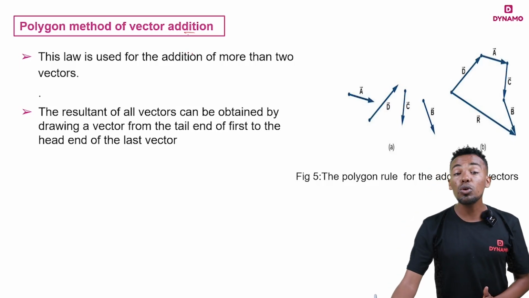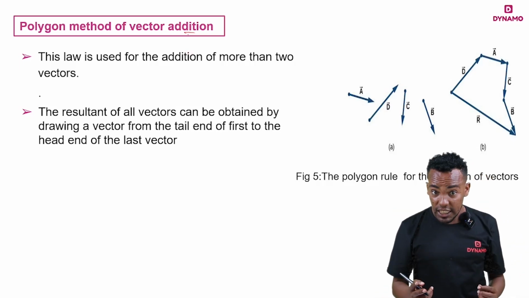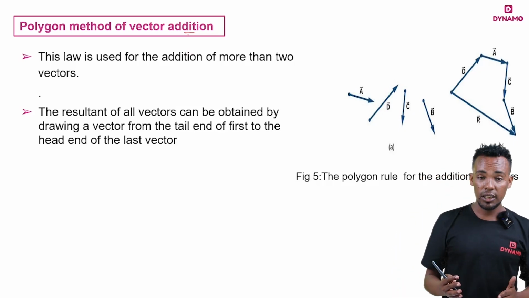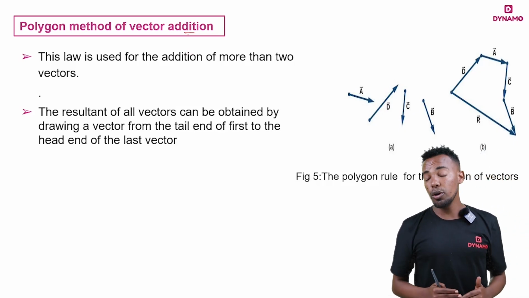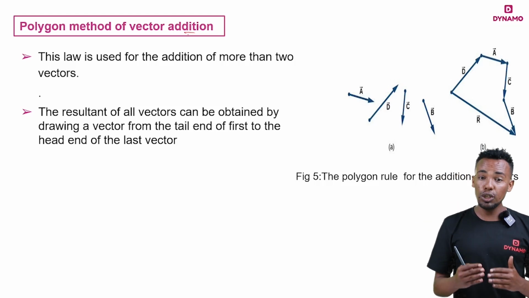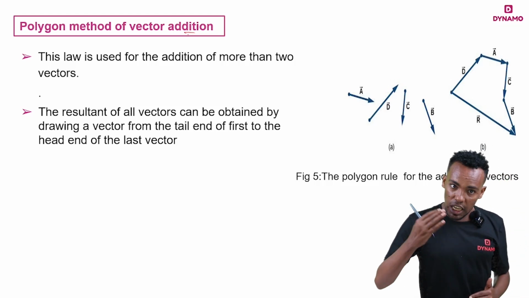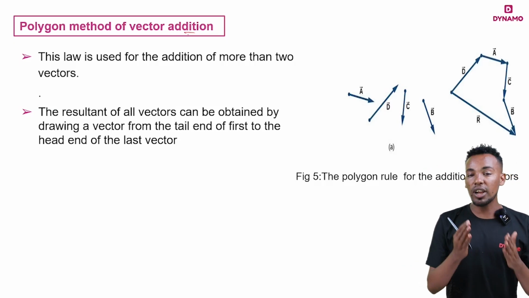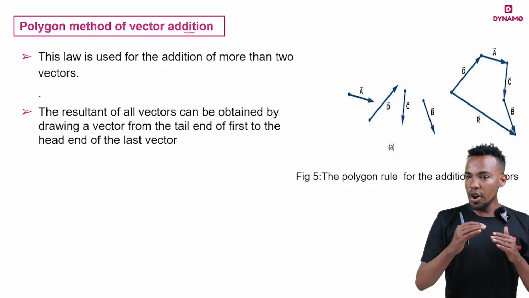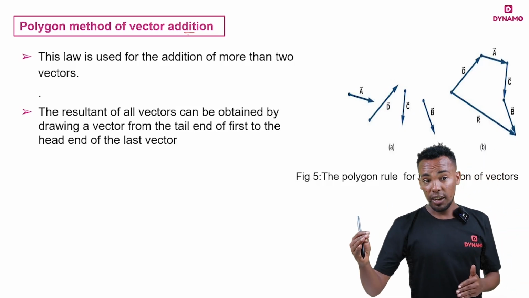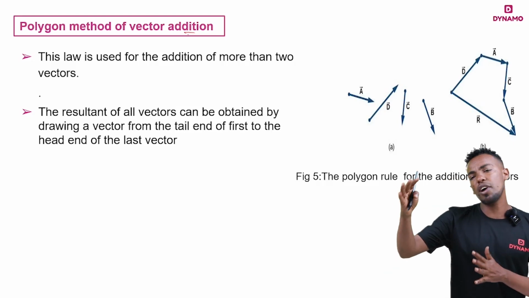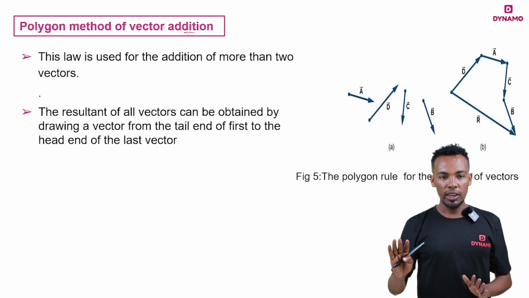The triangle method is only used for addition of two vectors. But this polygon method is used for more than two vectors. We use this polygon method for adding more than two vectors. This polygon method is like the triangle method: we connect head to tail. But the vectors are more than two, maybe 3, 4, 5 or more.